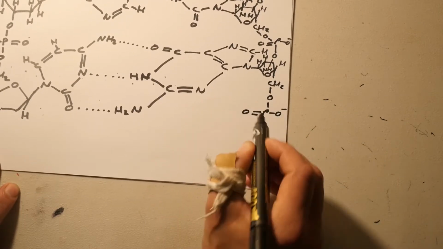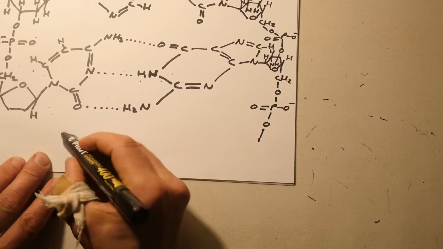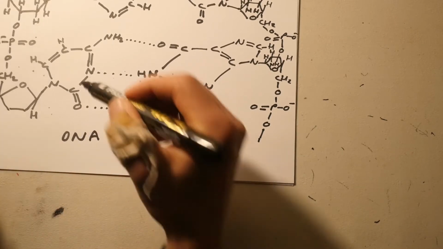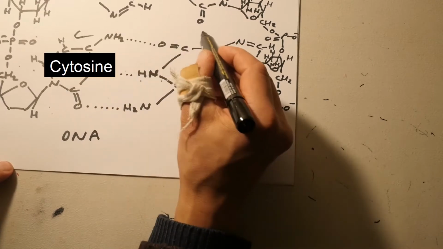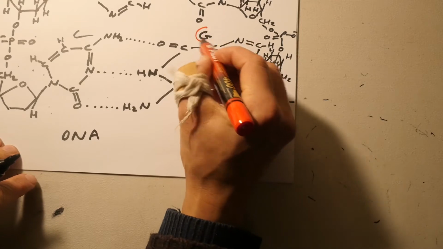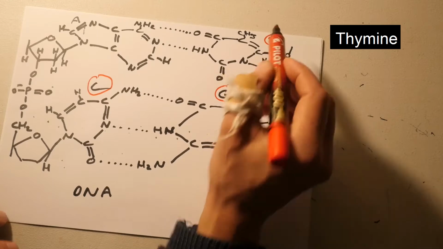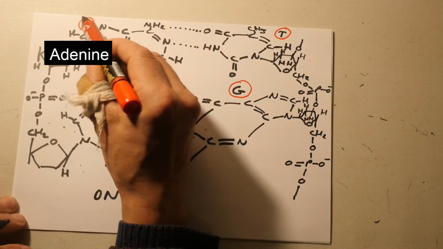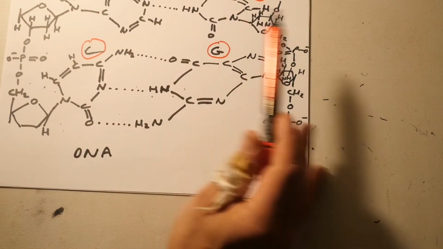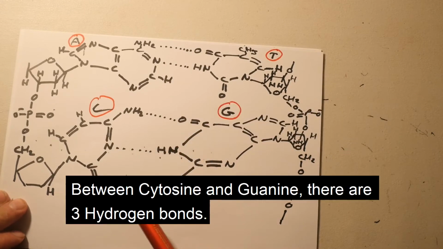So that's the phosphate backbone. That's our guanine, cytosine, thymine, and adenine. These are hydrogen bonds. Between adenine and thymine there are 2 hydrogen bonds. Between cytosine and guanine there are 3 hydrogen bonds.